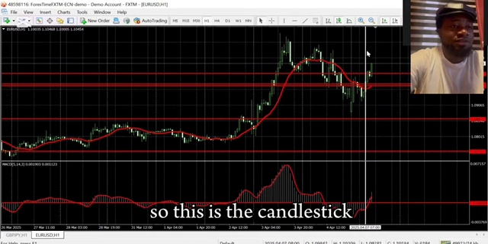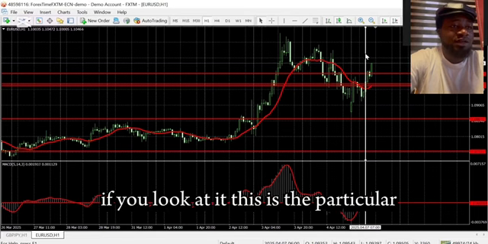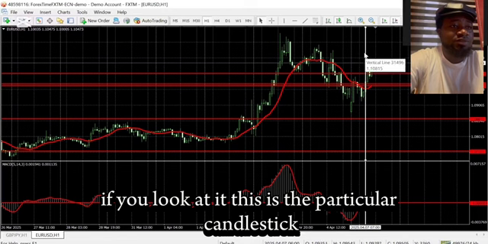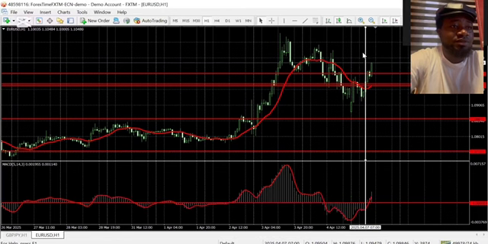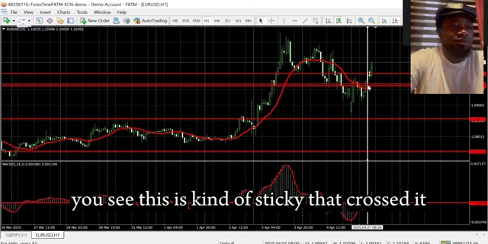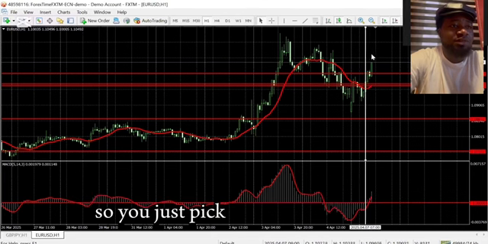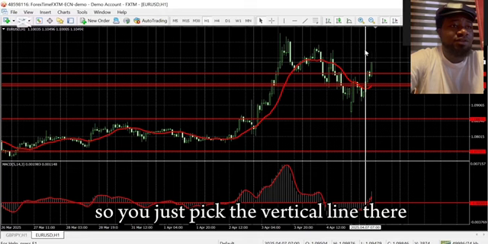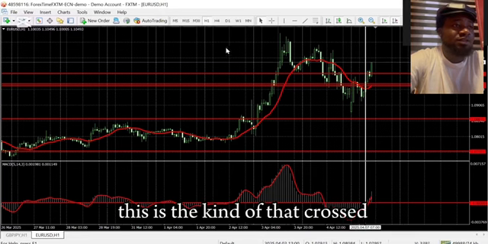So this is the candlestick. Let me remove it first and shift it. You see, this is the candlestick here that crossed above the moving average. So you just put the vertical line there. You know that, okay, this is the candle that crossed it.